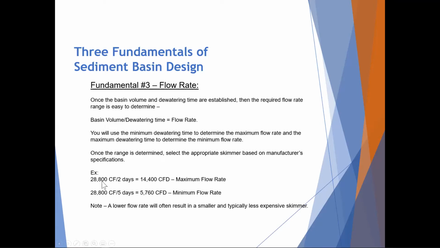So for our example of a 28,800 cubic foot volume requirement for a basin, if you drained it in 2 days, you'd use a skimmer that flowed at 14,400 cubic feet per day as your maximum. Or if you extended it out to 5 days, you'd use a skimmer that drained at 5,760 cubic feet per day as your minimum flow rate. And it is important to note a lower flow rate will often result in a smaller, and if it's smaller, it's typically less expensive skimmer. So that may be of a benefit to your contractor and client.